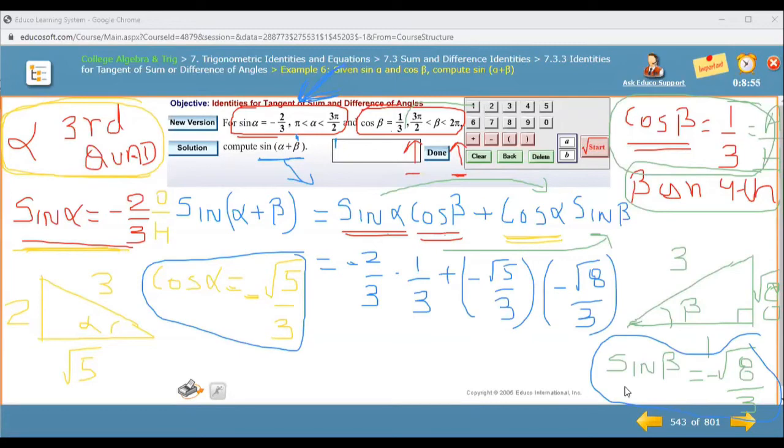Now, once we come to this point, next we just simplify it. This becomes 2 over 9. Negative and negative gives you a positive. This is negative 2 over 9. This is positive: 5 times 8 is 40. And you can write radical 40 as radical 4 times 10, so 2 radical 10 over 9.